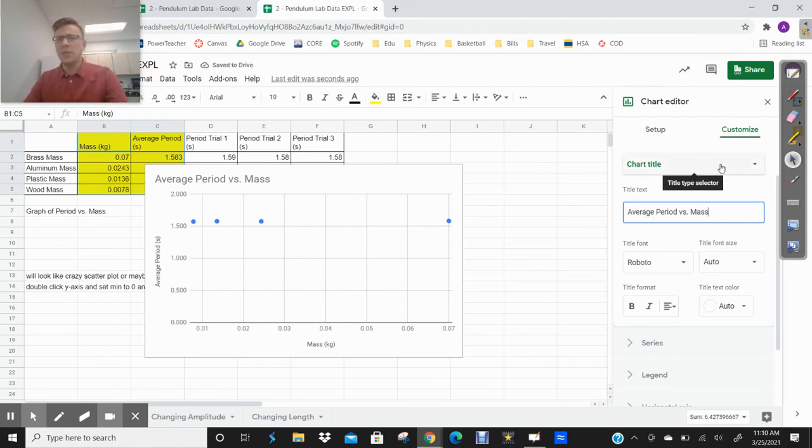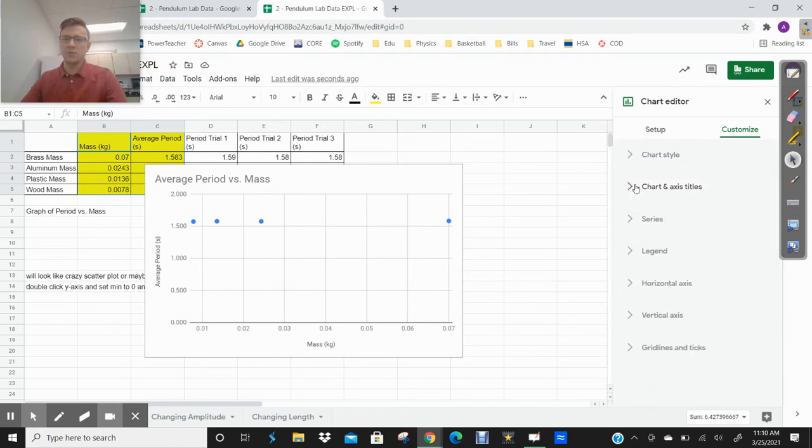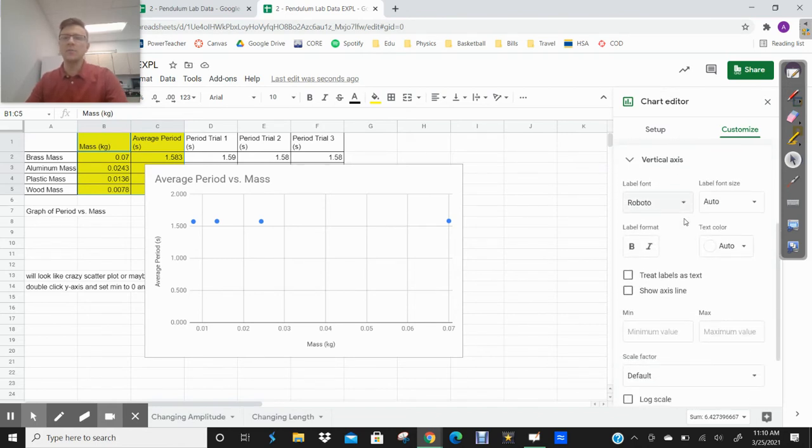And then if you click this drop down right here, you can change this to horizontal axis, and that should be mass in kilograms. And then vertical axis should be average period in seconds, or just period in seconds is fine. Once you have those typed out and you're good to go on that, you can click off of the chart and axis titles.